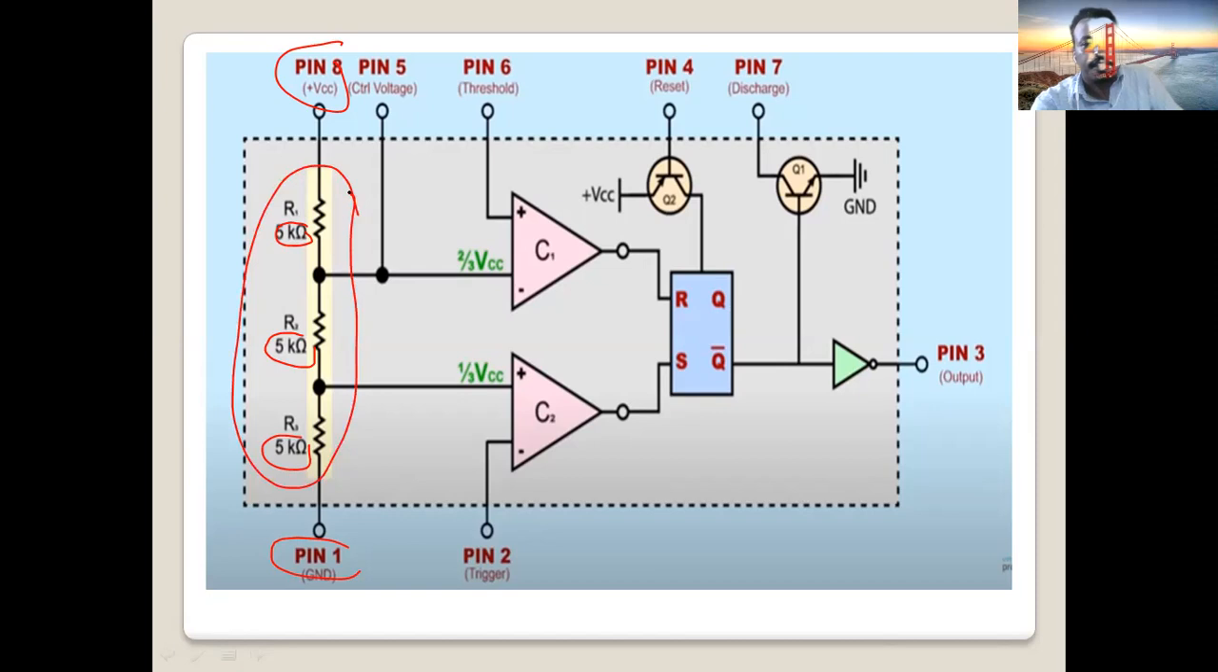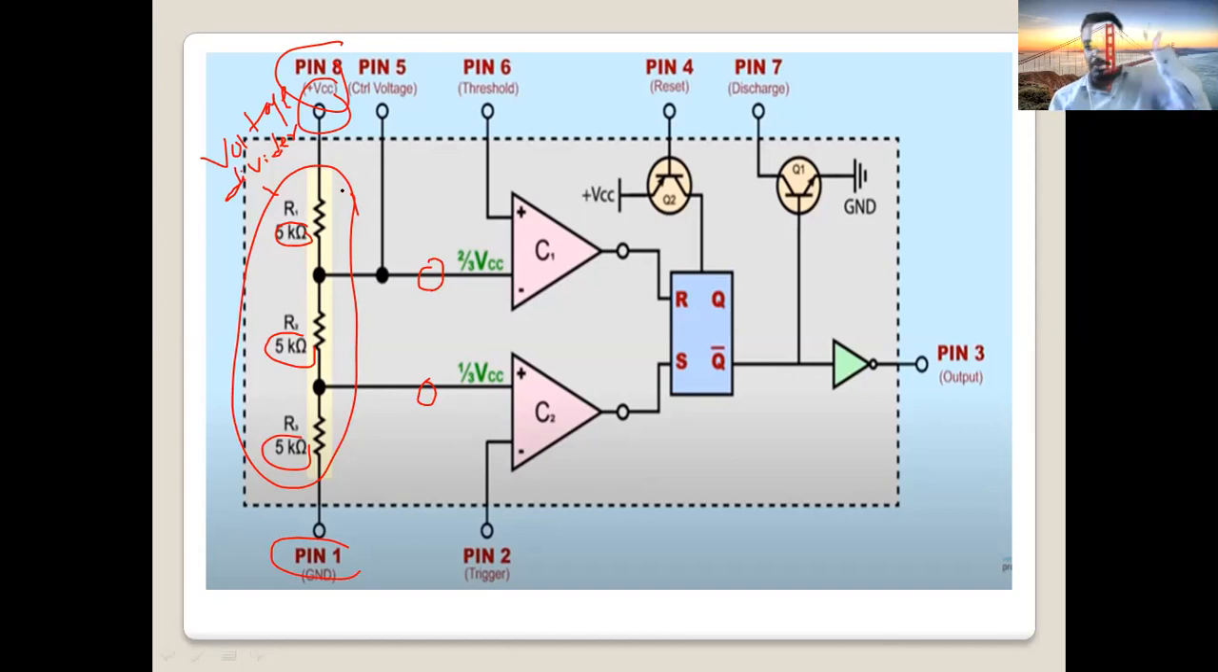What do we call these three resistors? We call them the voltage divider system. Three equal 5 kilo-ohm resistors connected in series from battery to ground. What is the purpose? To divide this battery voltage into two parts, one part here, another part here. It's a voltage divider, right?